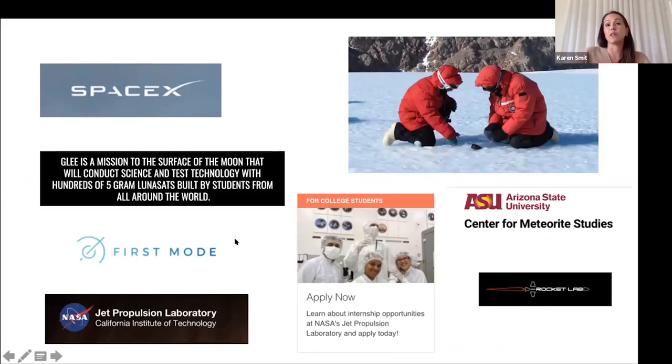So not just NASA, which has great PhD and postdoc opportunities and also funding opportunities, but also SpaceX. First Mode is looking at developing technologies and capabilities to expand space exploration. And so I know someone who did a PhD in earth science, did a postdoc also studying meteorites, and then went on to work for a company that does meteorite exploration.